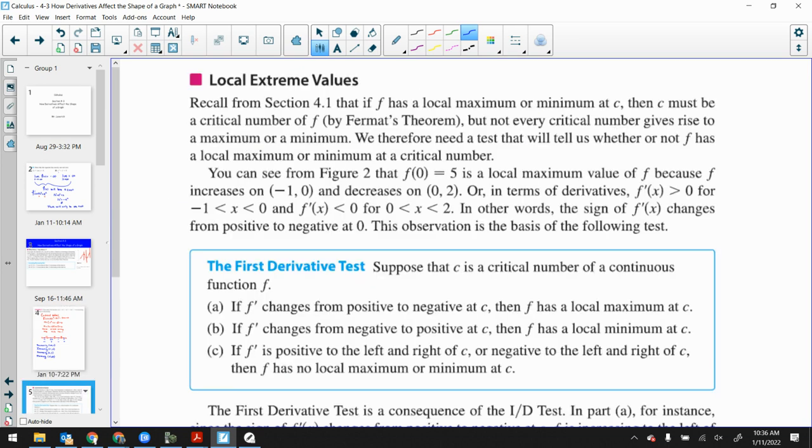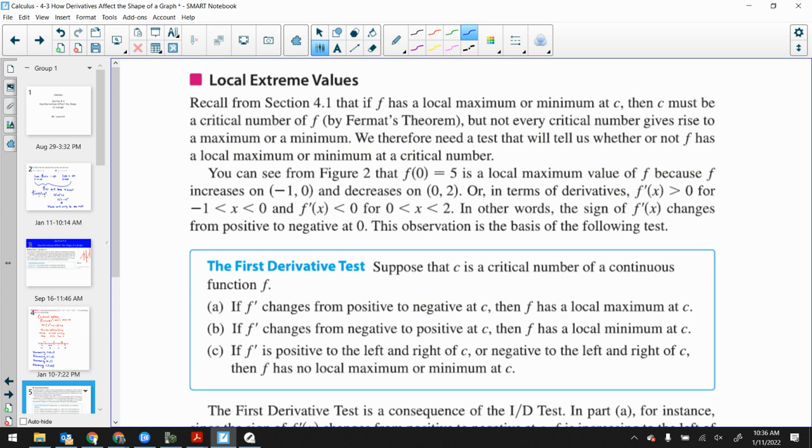Now, I think you might be able to see where we're going with this. The increase-decrease test will then really let us know what's happening. Because if a function is decreasing and then it starts to increase, wasn't that a local minimum? Isn't that the definition of a local minimum? I'm coming to a bottoming out point. If the function is decreasing and then it starts to increase, there must be a local minimum at that value.